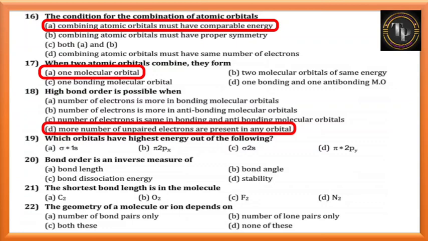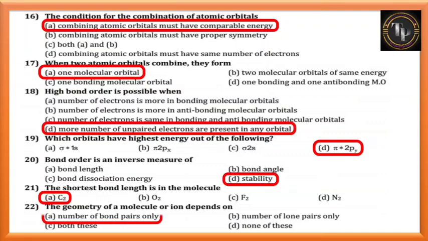Which orbital has the highest energy out of the following? Pi star 2py. Bond order is an inverse measure of stability. The shortest bond length is in the molecule C2. The geometry of the molecule or ion depends on number of bond pairs only.